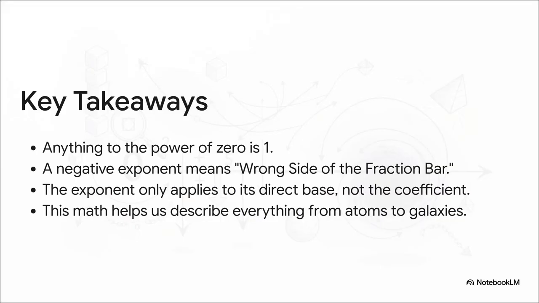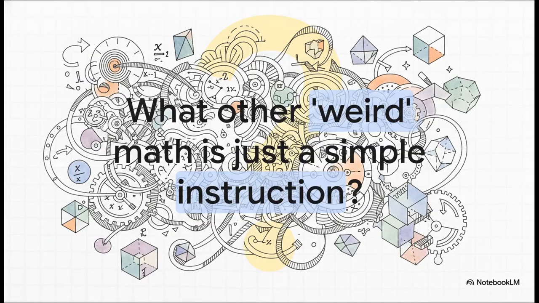Okay, so let's boil it all down. What are the big things to remember? Number 1, anything to the power of 0 is just 1. Number 2, a negative exponent is just a signal that a term is on the wrong side of the fraction bar. Number 3, remember that exponent only applies to its direct base, not any coefficients hanging out in front. And finally, remember this isn't just a classroom exercise, it is literally the language we use to describe everything from atoms to galaxies. So, I'll leave you with this final thought. We just took something that looked really weird and complicated, and we found a simple logical instruction hidden inside. It really makes you wonder, right? What other parts of math that seem tough are actually just puzzles waiting for us to find the hidden key?